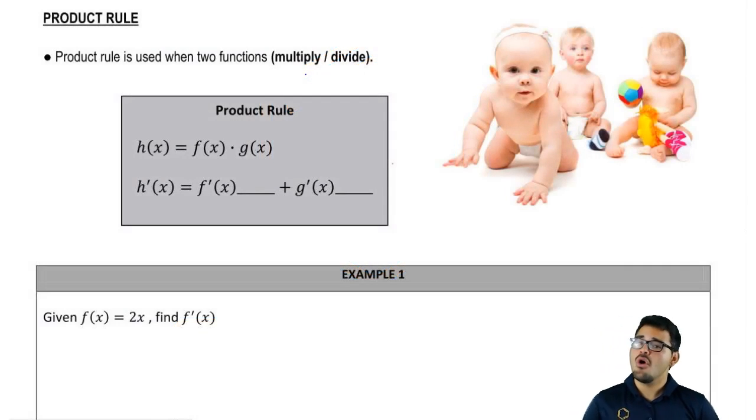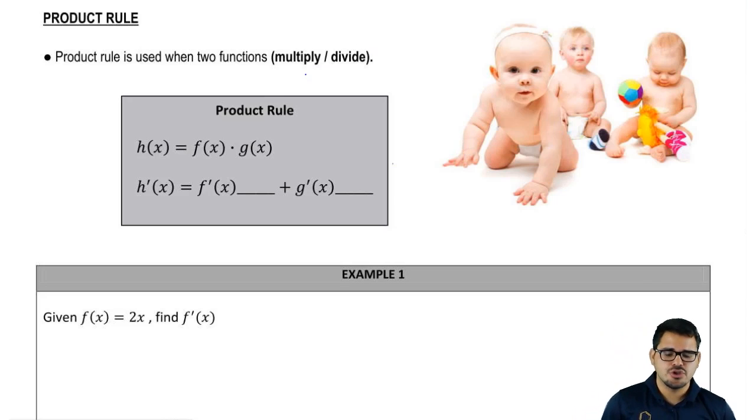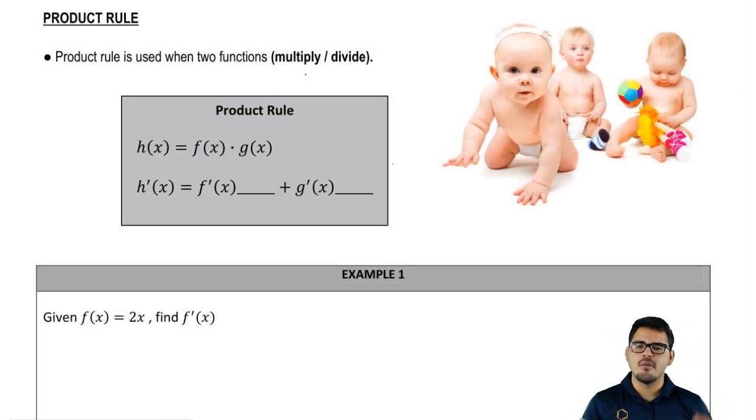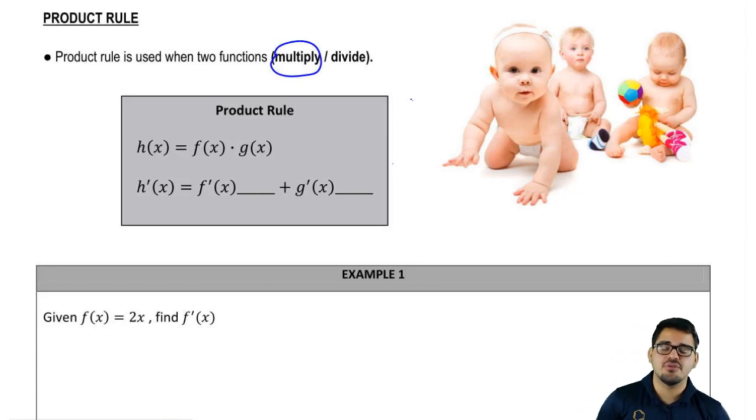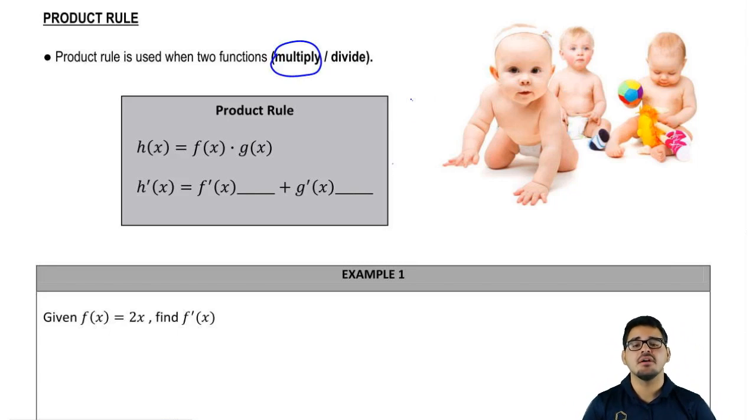So first things first, when do we actually need to use the product rule and why is it even there, right? So the product rule is used when two functions multiply. Let's think about the name, product rule, product. Product is when two factors or two things in math multiply, right? So we're going to go ahead and circle multiply. So whenever we have two functions multiplying, we go ahead and we run to the product rule.